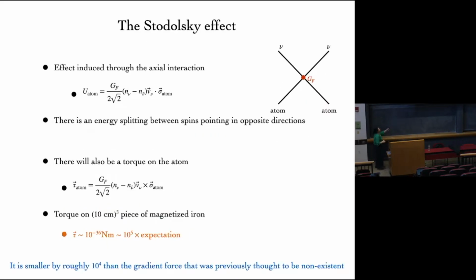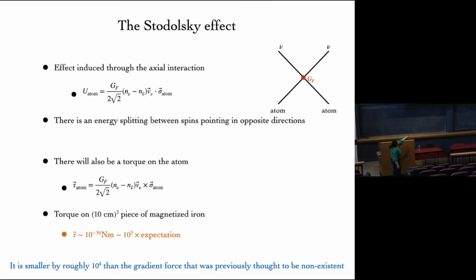Of course, there's the other effect that was always non-zero. This is the atom interaction where, if you have a spin, it interacts with a neutrino current, basically the flux of neutrinos as they go through. So there is an interaction energy that depends on the relative velocity of the neutrinos times the spin of the atom. And this is an even smaller number, okay? But it's still 10 to the 5 times larger than what was previously calculated 40 years ago. So this is 10 to the minus 36 Newton meters. This is a torque. It's just really small, okay?